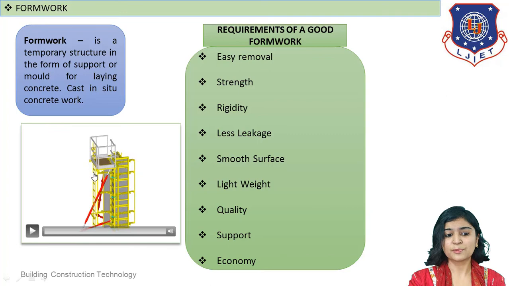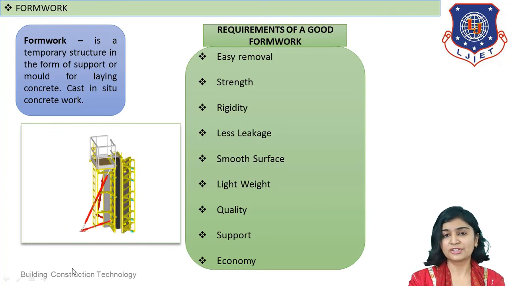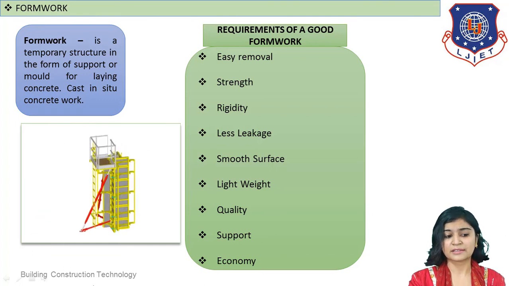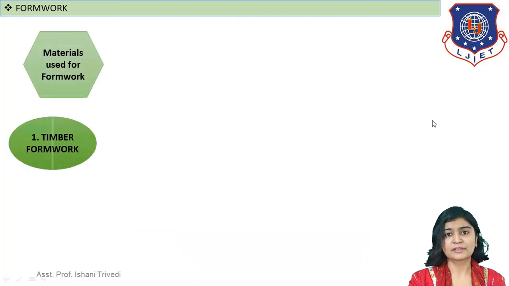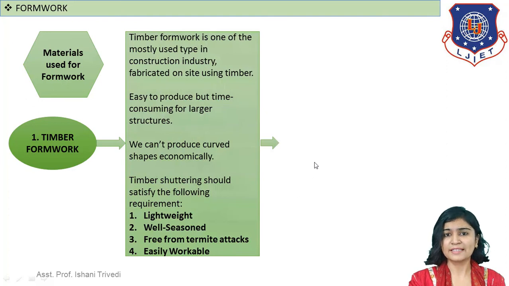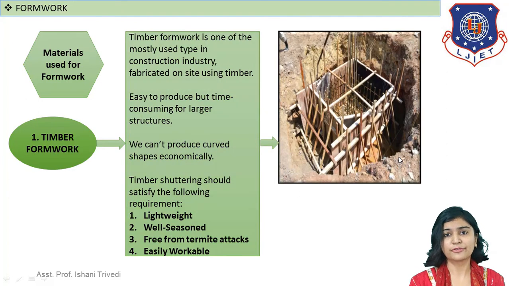A ladder is provided over here in case your column for one story is generally of 3 meter height. So to pour the concrete, this ladder may be required for the workers. Next, materials used for formwork. Now, as I said, the basic material for formwork is timber and steel.